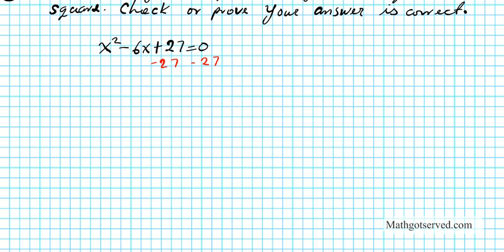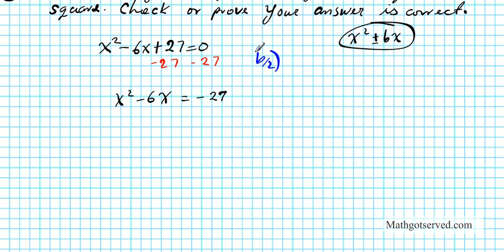And then we'll have x squared minus 6x equals negative 27. Remember, x squared plus or minus bx is your incomplete square formulation. So you always have to have it like this first before you complete the square. Okay, now we're going to add b over 2 squared to both sides. B over 2 squared is how you complete the square.